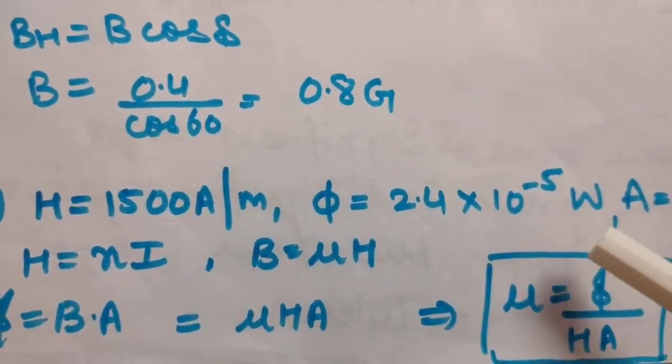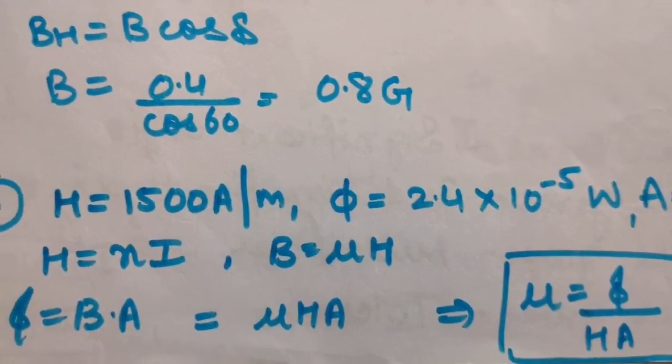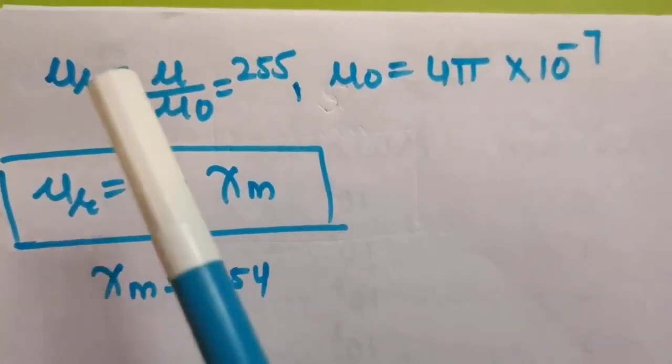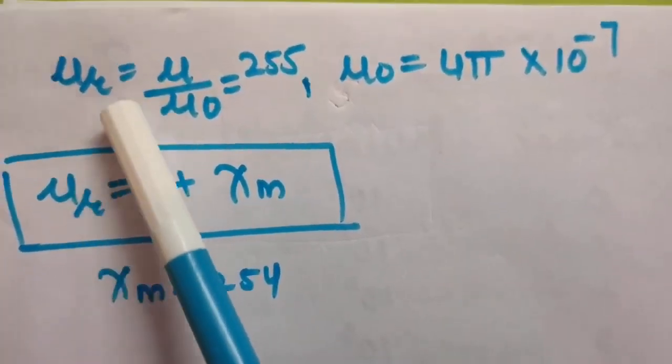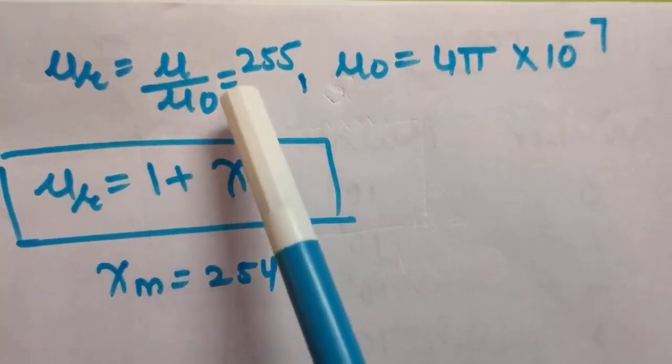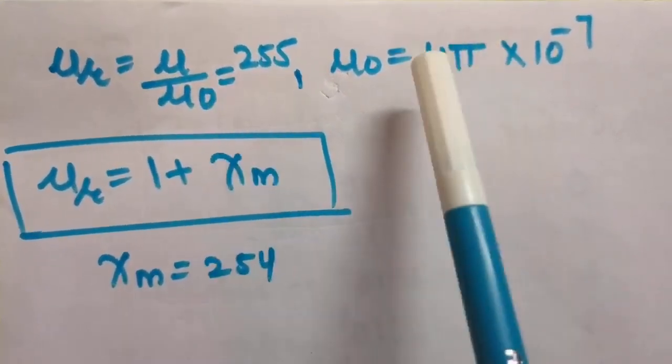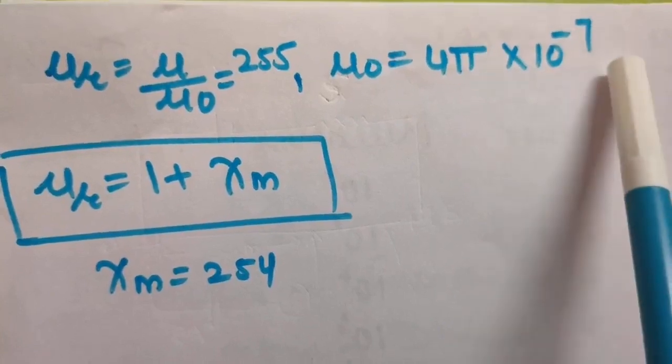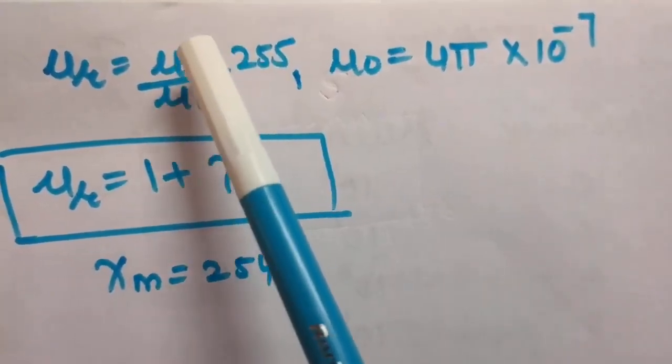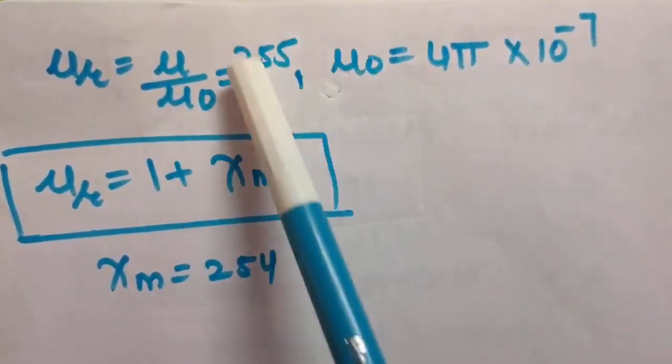So just calculate mu from here, phi upon HA. After calculating mu, you can easily calculate relative permeability by the formula mu r is equal to mu upon mu naught. And the value of mu naught you already know, that is 4 pi into 10 to the power minus 7. So when you put the value of mu and mu naught, you will get 255.